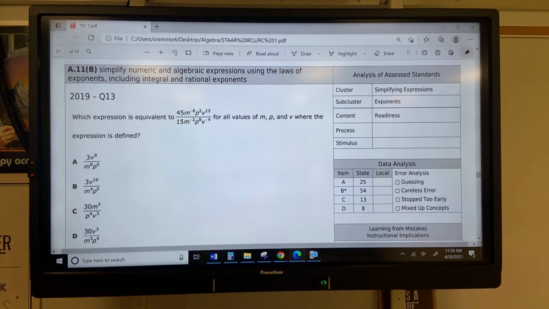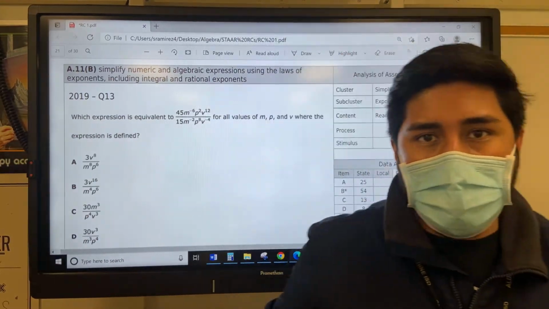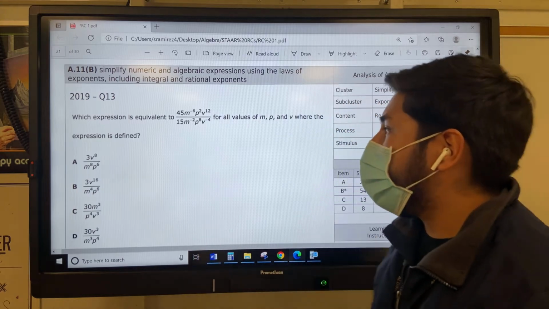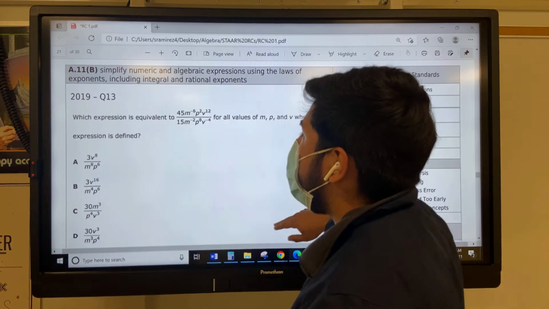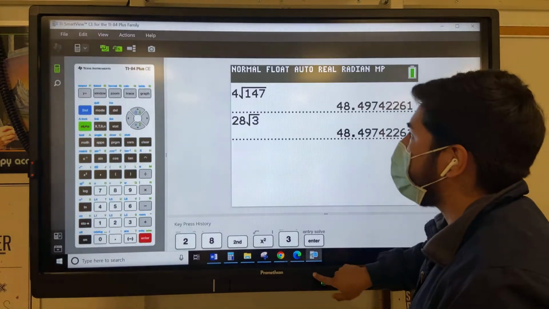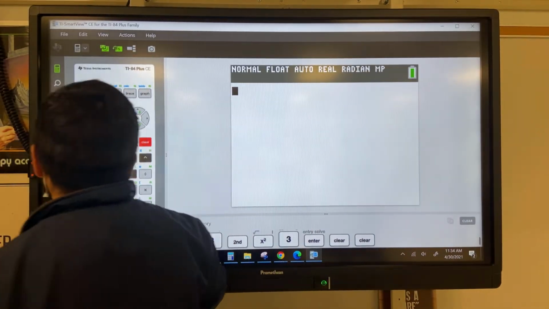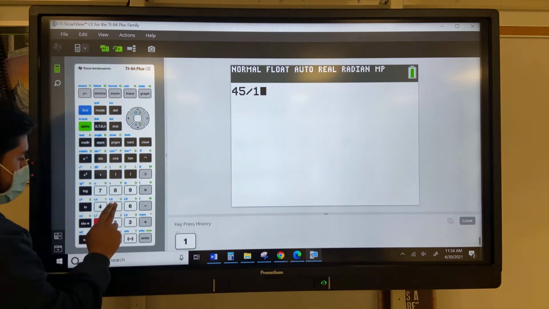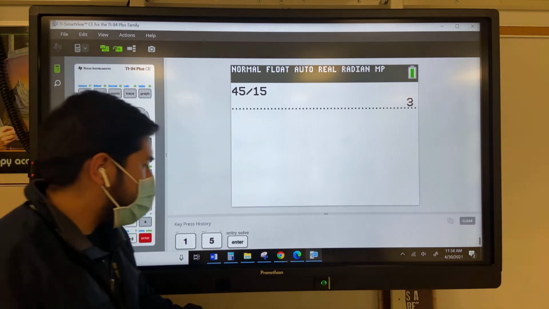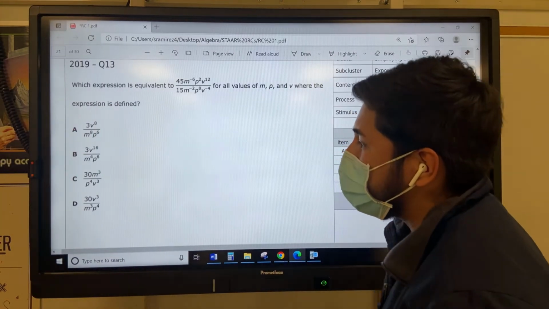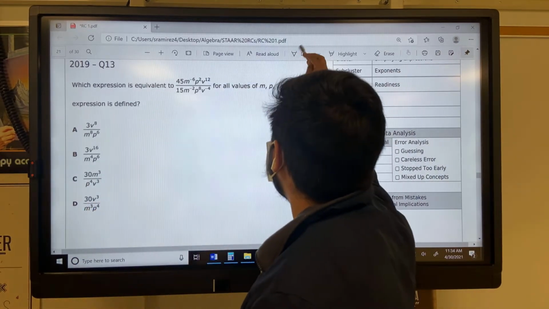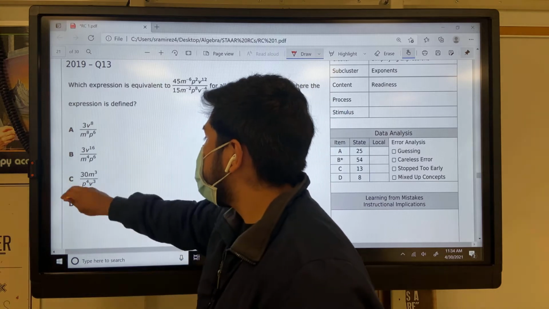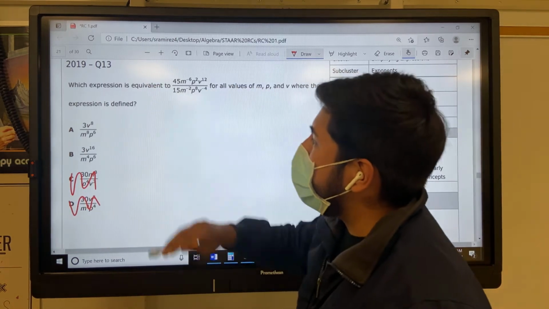Okay, we're gonna try and see what we can do to make these problems not so hard. So first things first, I see a fraction, 45 divided by 15. Let's do that real quick. Clear this up. 45 divided by 15. Magical number is 3, so let's look at the answer choices and see which ones have 3. A and B. Kaboom, kaboom. Cross out C and D. So it's either A or B.